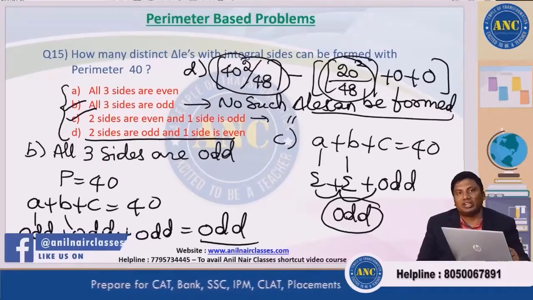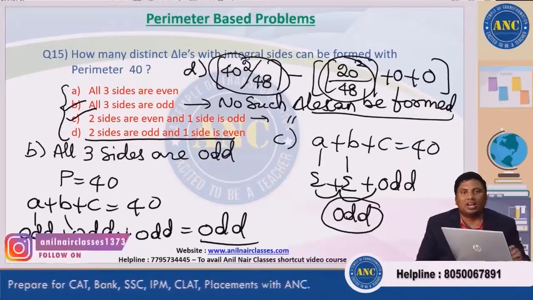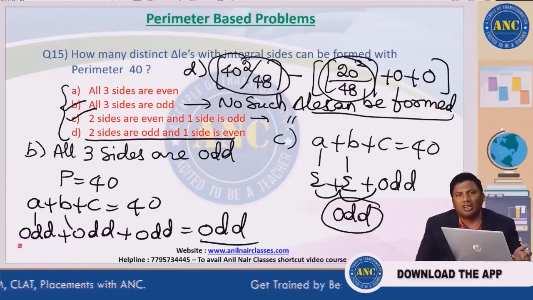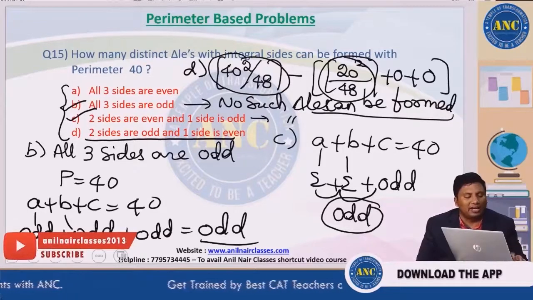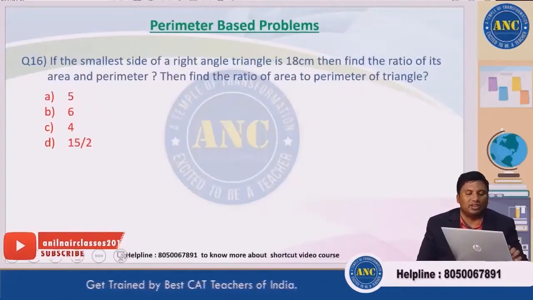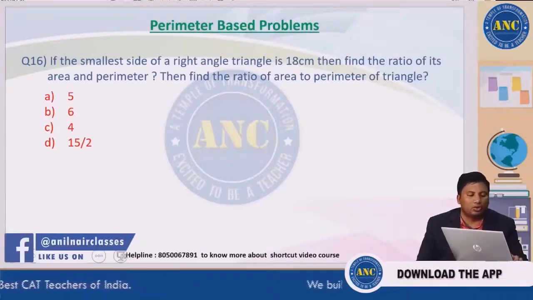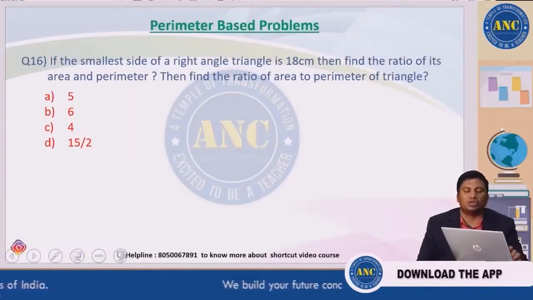How many distinct triangles? In that one, all the 3 are odd, all the 3 are even, 1 is odd and 2 are even, 2 are odd and 1 is even, all the varieties. In the 15th and 16th we discussed. I hope it is clear. The 16th question is your take home question. Try to solve this 16th question.